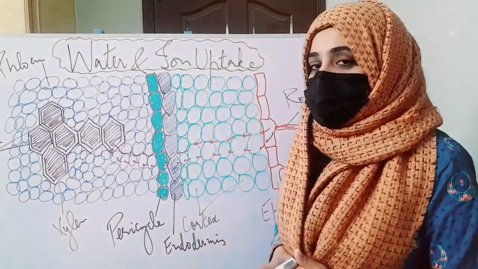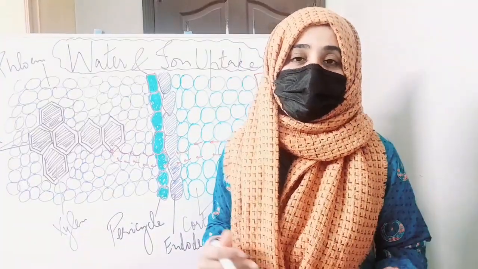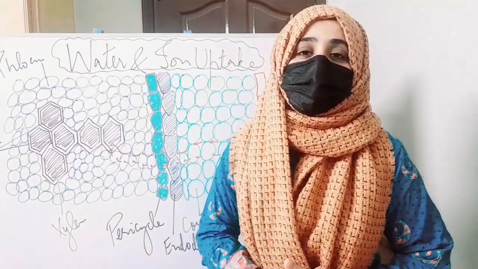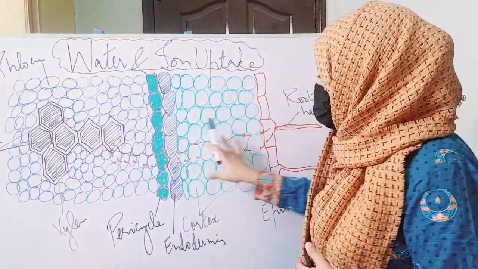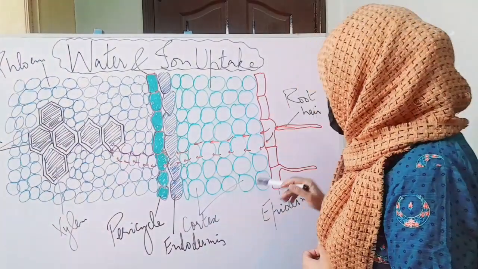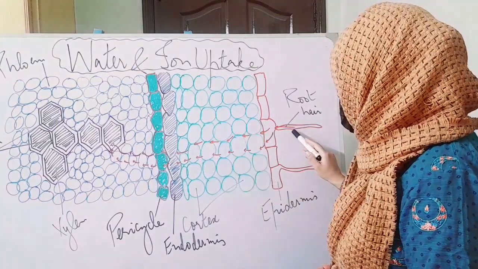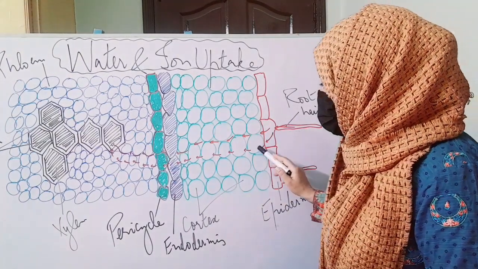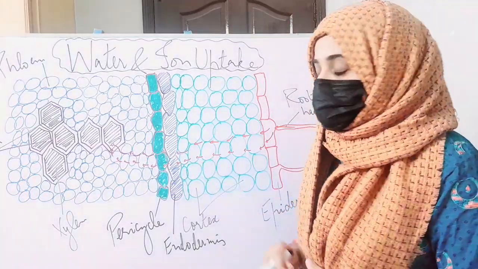So we'll talk about the xylem, or the pathway through which the water is absorbed through the roots or root hair, and how it travels through all the layers of the roots and how it reaches the xylem. So first of all, the root hair absorbs water and mineral salts. This is the way through which the water moves throughout the structure of the root.